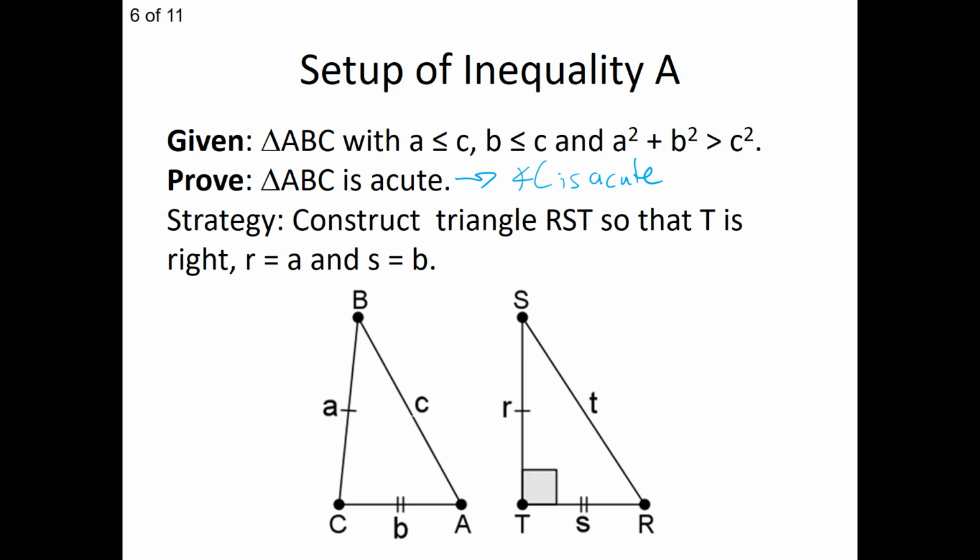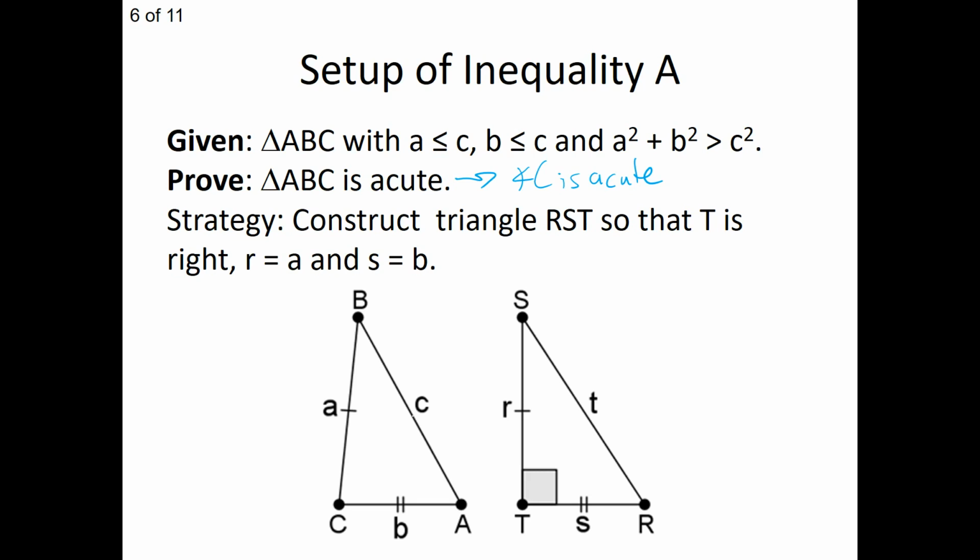So what's our strategy? It's actually the same strategy we took with setting up our Pythagorean converse, which is let's construct a second triangle. But this triangle, we're going to again construct it to be a right triangle, triangle RST with right angle T, such that we are going to match up our equal pairs of sides. R is going to be measurably equal to A, and S will be measurably equal to B, thus using our ruler partial to construct that.